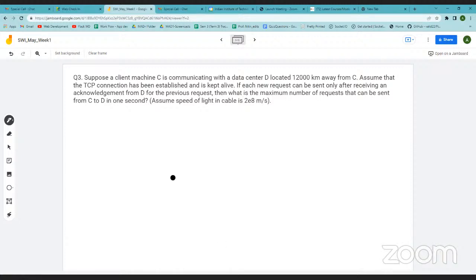I hope I'm not confusing you. If this had not been given, or it had been given like assume speed of light in air is 3 into 10 to the power 8, then assume the medium is air. But when it says assume the speed of light in cable is this, you have to understand we are using cable as the medium.